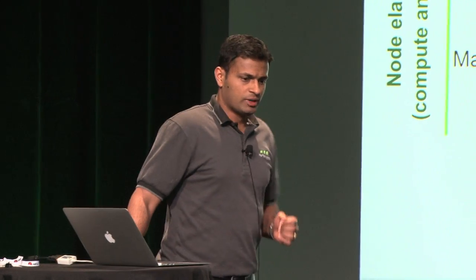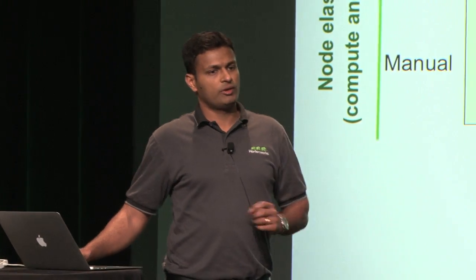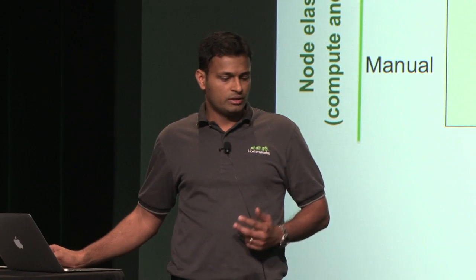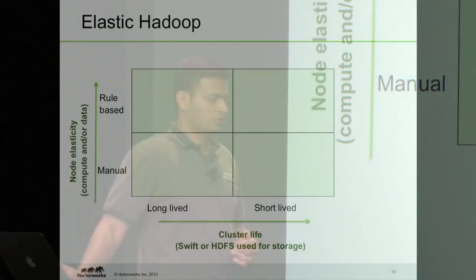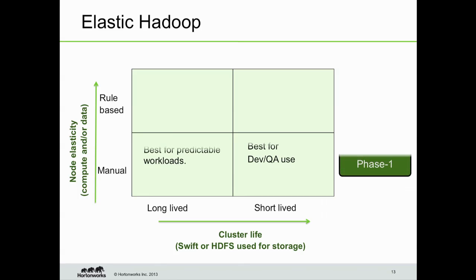All right, moving on to elasticity. So the way I've broken down elasticity here is two dimensions. On the x-axis, there is the cluster life, and on the y-axis, there is the node elasticity. So for phase one, we will be focusing on manual node elasticity.